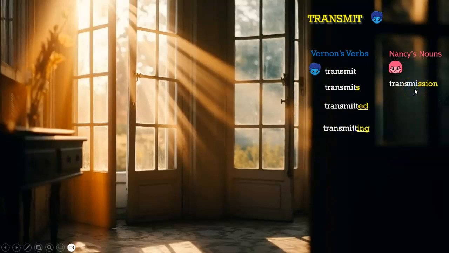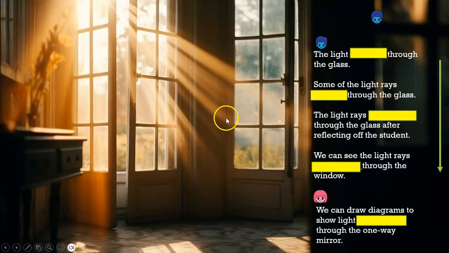Nancy's nouns, transmission. Okay. This is different than reflection. You can notice the double S's. Transmission isn't used very often, but I'll show you where it is used, how it is used.